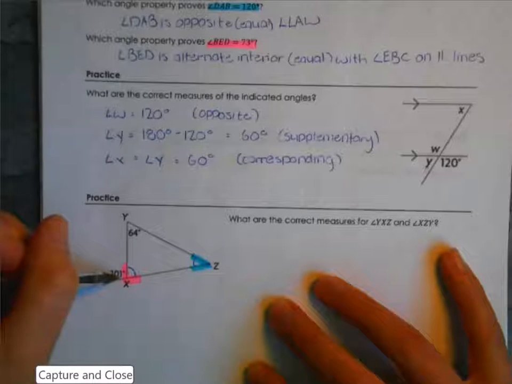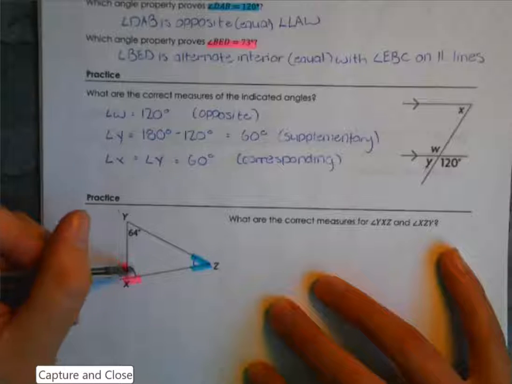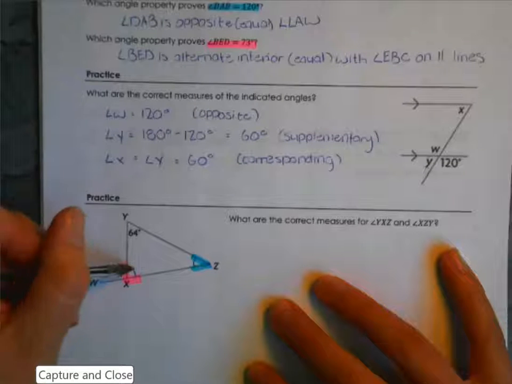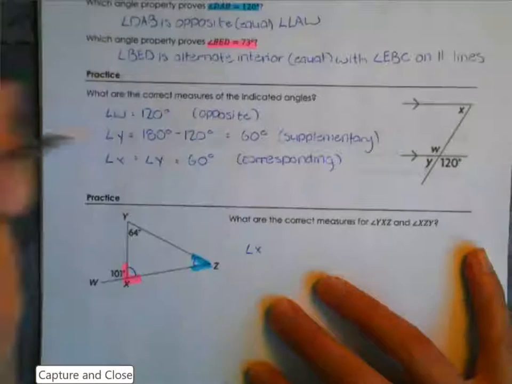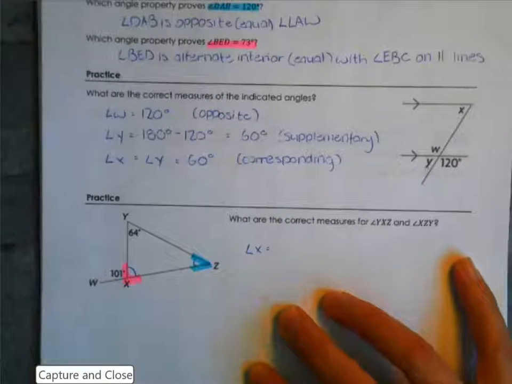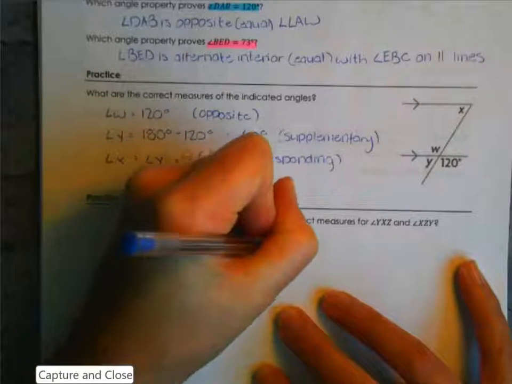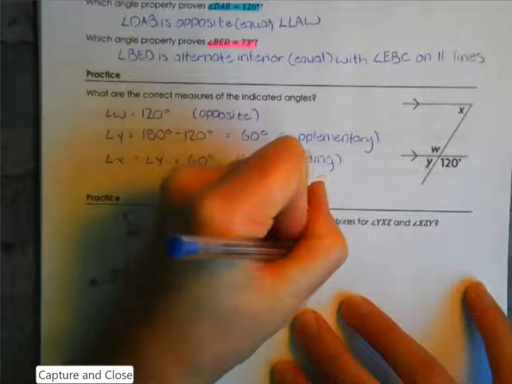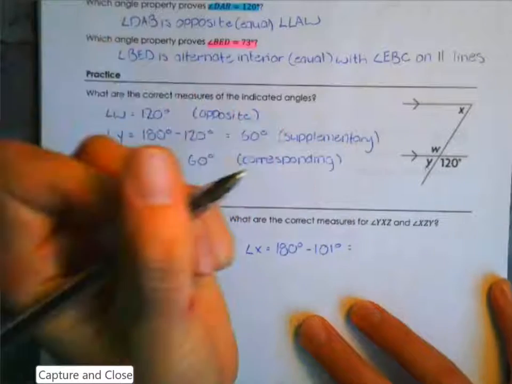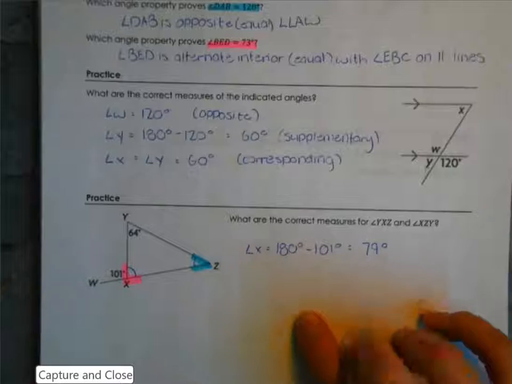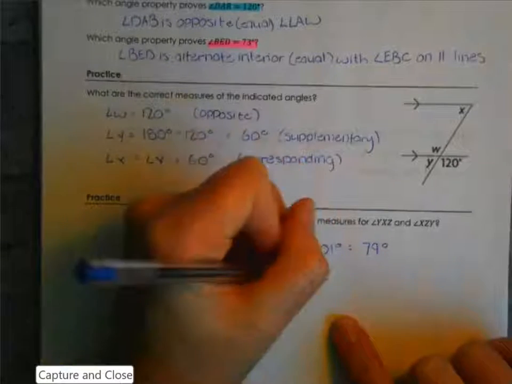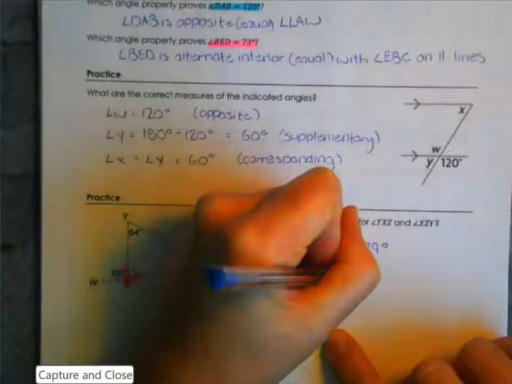So we know that because angle x here is on a straight line with this 101 degrees, it's going to be supplementary. So we can say angle x is going to be equal to 180 degrees minus 101 degrees, which is going to give us 79 degrees as our angle x. And the reason for that was because they were supplementary.